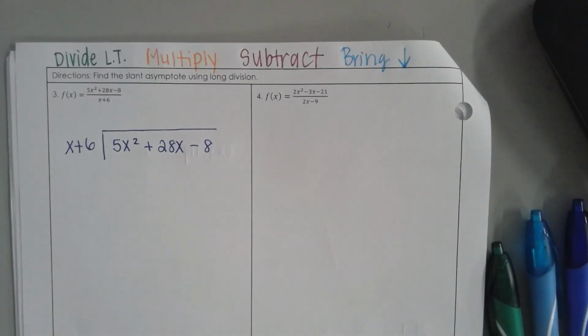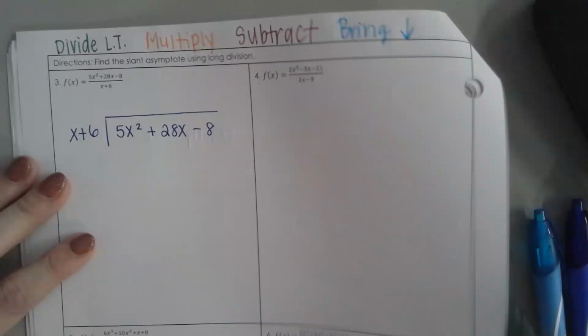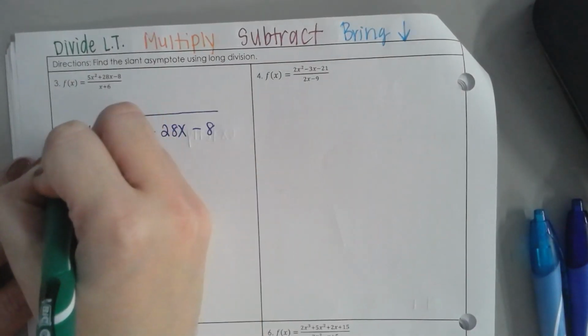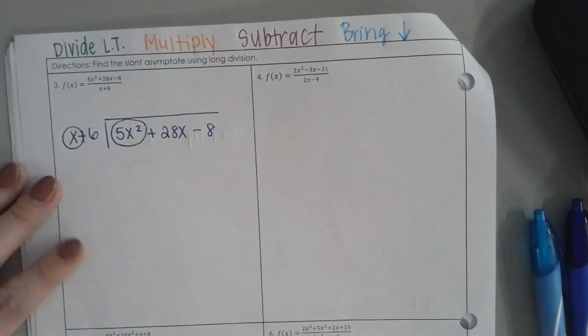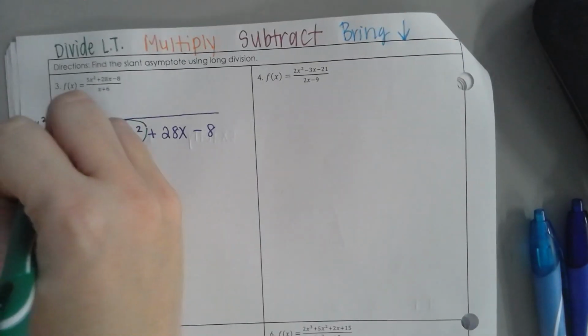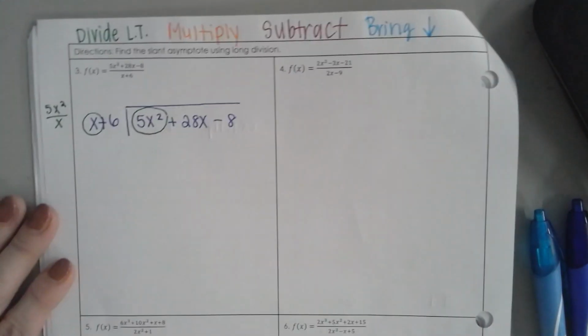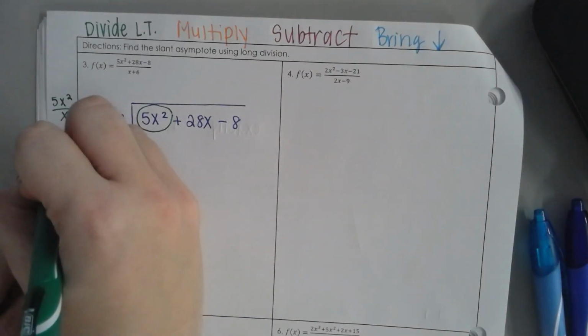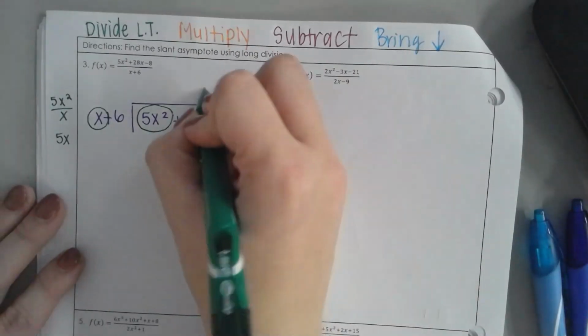So my first step is to divide the leading terms. So I'm going to take the 5x squared and divide it by x. If you want to write that over here, you can. You don't have to. Basically, one of the x's is going to cancel, leaving you with 5x.